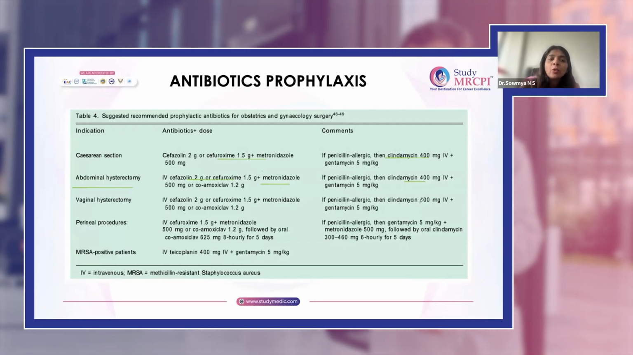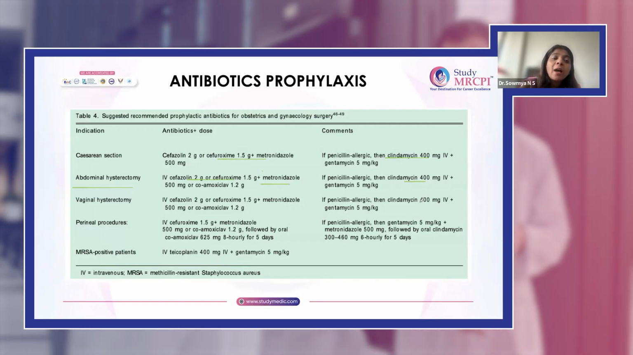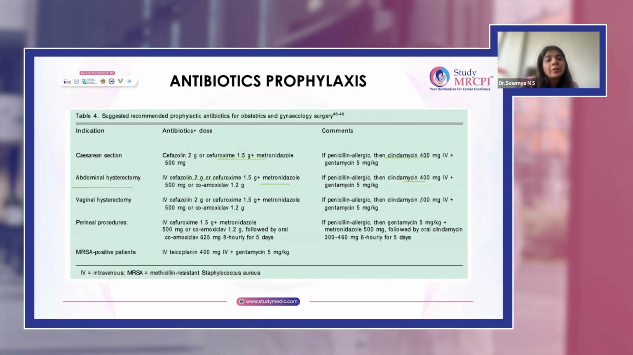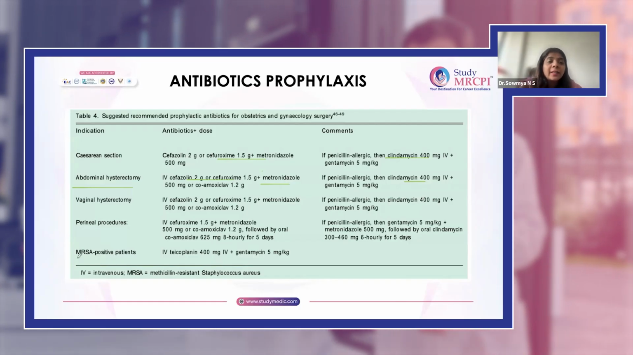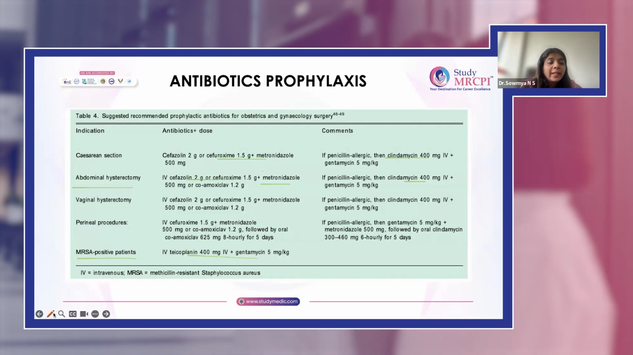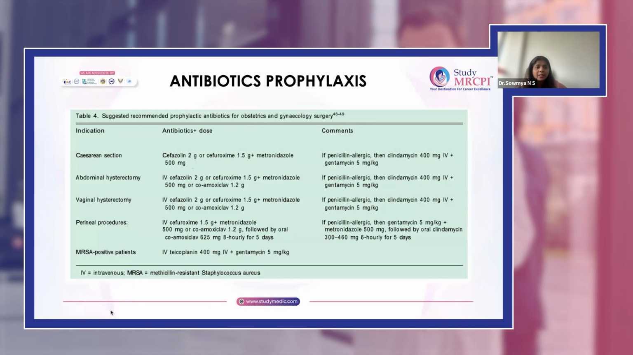Perineal procedures, you always think of giving IV cefuroxime, metronidazole 500 milligram, or you can give co-amoxiclav also. Penicillin allergy, you go for gentamicin and metronidazole followed by clindamycin. MRSA positive, IV teicoplanin and gentamicin is preferred. Some of the antibiotic doses which you need to be aware of for your exams.